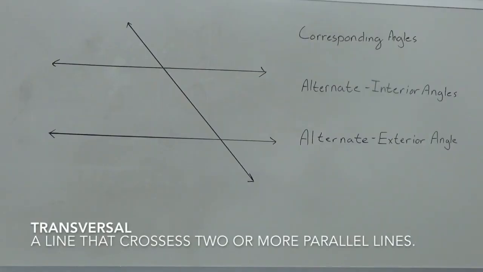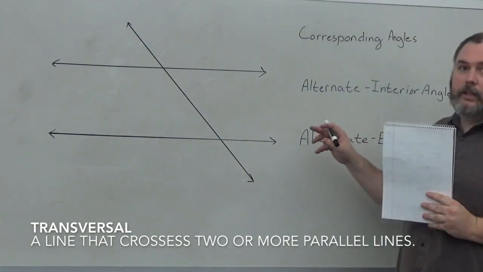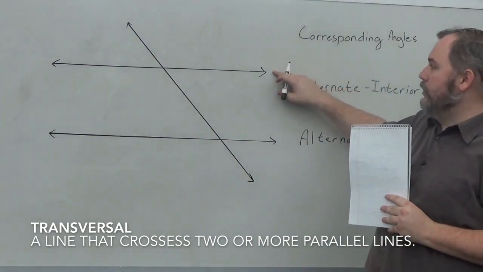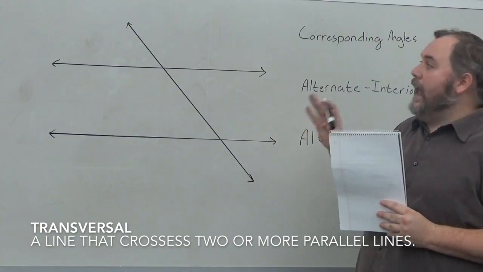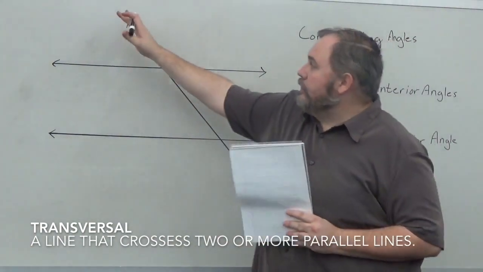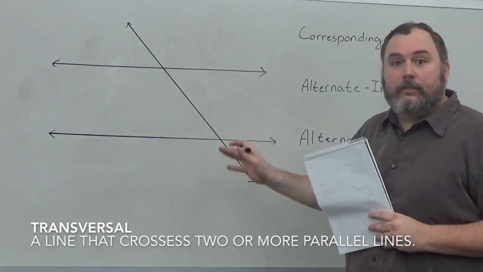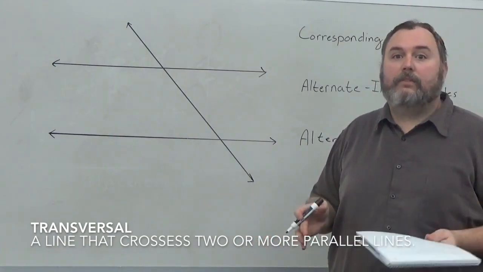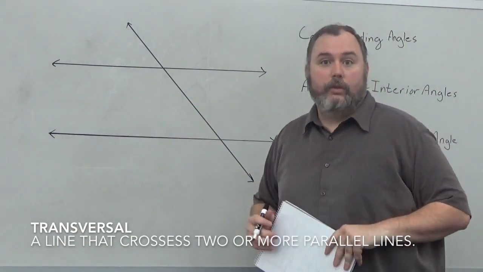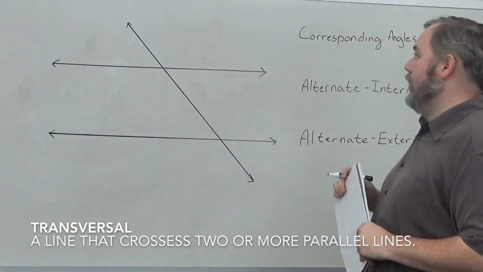The next big concept is called transversal. The definition states a line that crosses two or more parallel lines. So in my picture here, I have two parallel lines. I have this one and this one. And a third line is cutting through both of them. This is what we call a transversal. It's basically transversing the two parallel lines. Think of it from that standpoint.